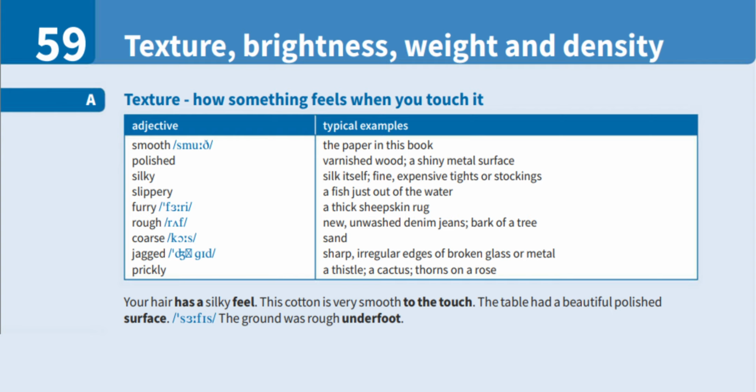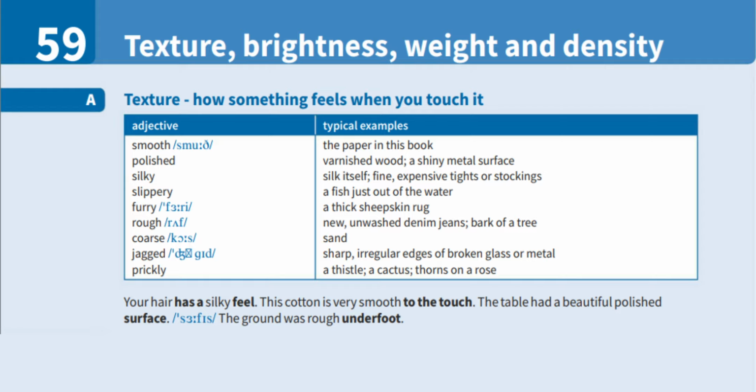A. Texture. Texture describes how the surface of something feels when you touch it. Something smooth has an even surface without rough areas. The paper in a book may feel smooth. Something polished has been treated until its surface becomes smooth and shiny. Examples include varnished wood and a shiny metal surface.